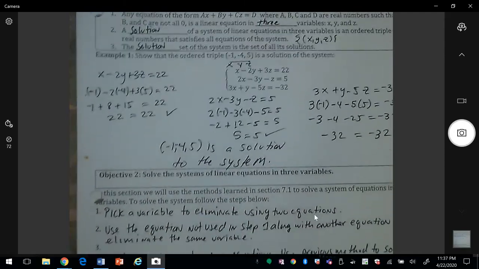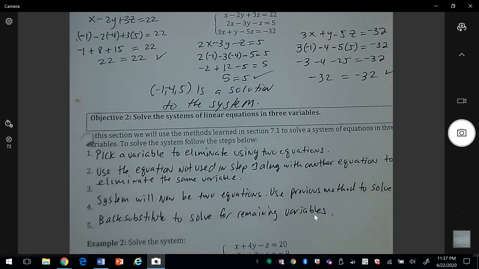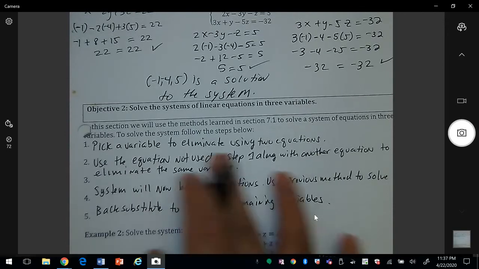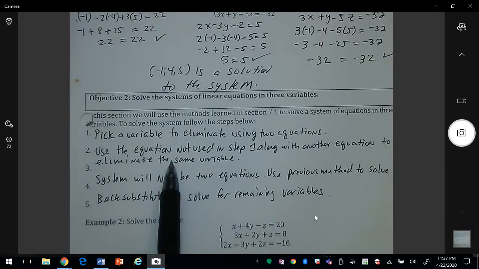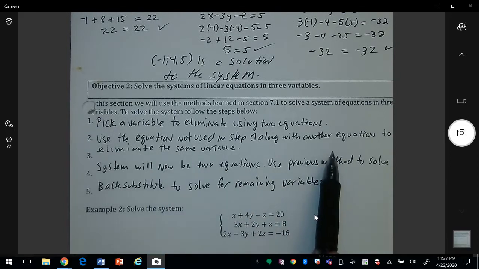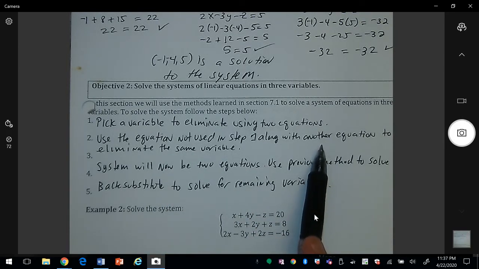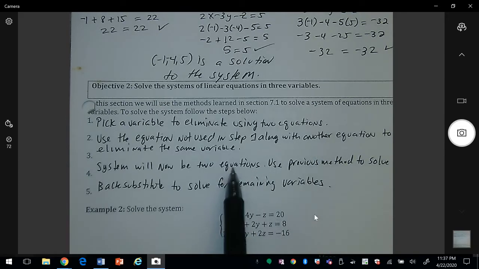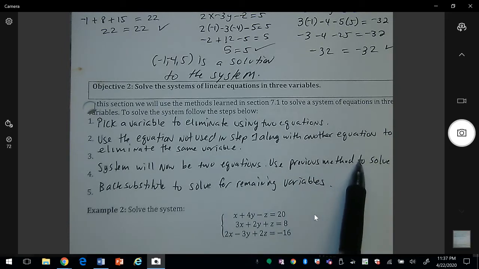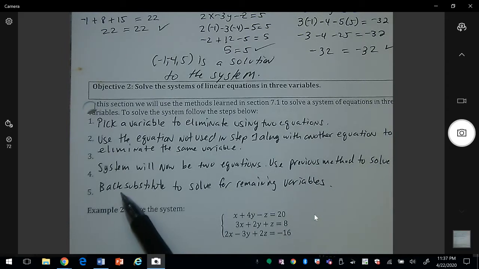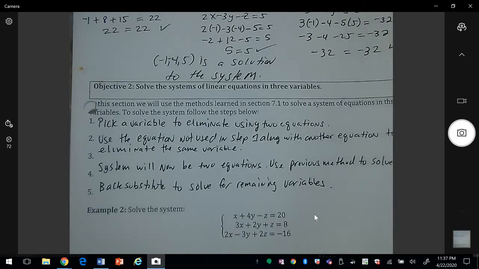Okay. What we want to do now is solve for that solution. And so these are just some steps that we can take. First, we pick a variable to eliminate using any two of the equations. Then we want to use the equation that wasn't picked in step 1, and we're going to use it to eliminate the same variable. And then that will create a new system with two equations, which we'll solve using the previous methods from section 7.1. And then we back substitute for the remaining variables.